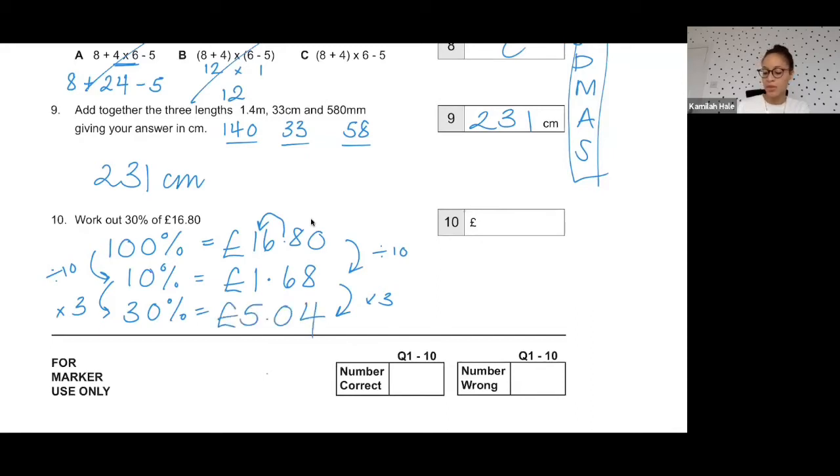£5.04. Now I would just have a quick read of the question again, because sometimes these percentages questions say something like reduce by 30% or increase by 30%. So I'm going to reread the question to make sure I don't need to do anything else. 30%, so work out, I should start from the beginning, work out 30% of £16.80, and that's £5.04. So we're fine, we've done everything we need to do, we can give our answer. Okay, next page.